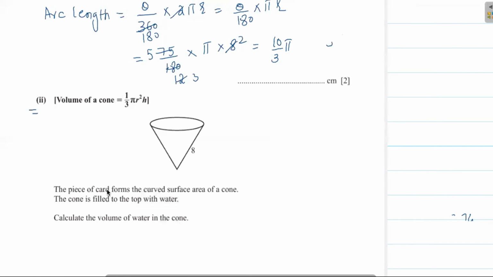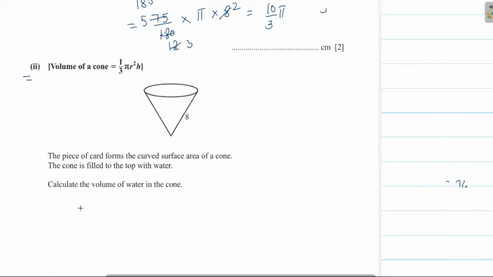Part two: the piece of card forms the curved surface of a cone. The cone is filled to the top with water. Calculate the volume of water in the cone. This volume of water is equal to the volume of the cone, and the volume of a cone is equal to 1/3 pi r squared h. Now here the radius of the cone is not given, and we also have to find the height of the cone. Firstly, we find the radius of the cone.